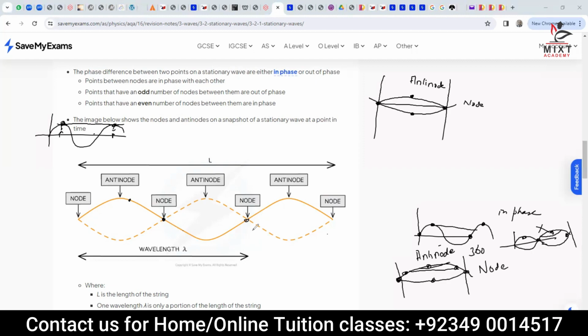Phase difference means, let's suppose this is a wave, right? And there is another wave as well. How much wave has already passed when this wave started? One wave has already passed. So the phase difference is one wave, or you can say the phase difference is lambda here. This wave is lambda ahead of this wave. So that's what we call phase difference.